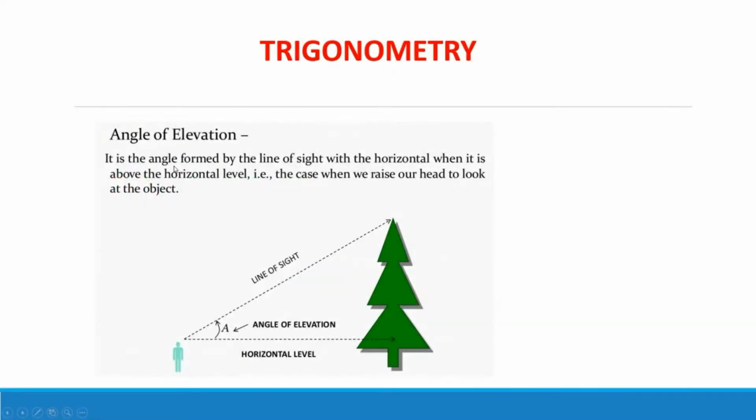Angle of elevation is the angle formed by the line of sight with the horizontal when it is above the horizontal level. It is the case when we raise our head to look at the object. If this is the man and this is the horizontal level, when you look up along the line of sight, the angle from the horizontal level up to the line of sight is called the angle of elevation. And this is the angle of elevation.